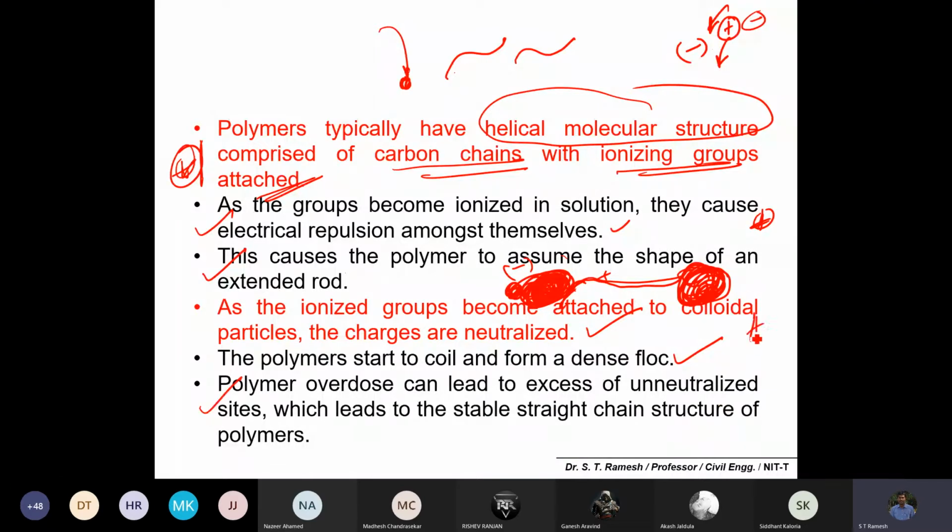Okay, so optimum dose is also important, and if the dose is not proper, there could be a problem of restabilization of colloids as well. Destabilization is completely done now; you are making it a flock. If the dosage is higher, there is a possibility of restabilization. That means whatever flock has formed will come back again as individual colloids.